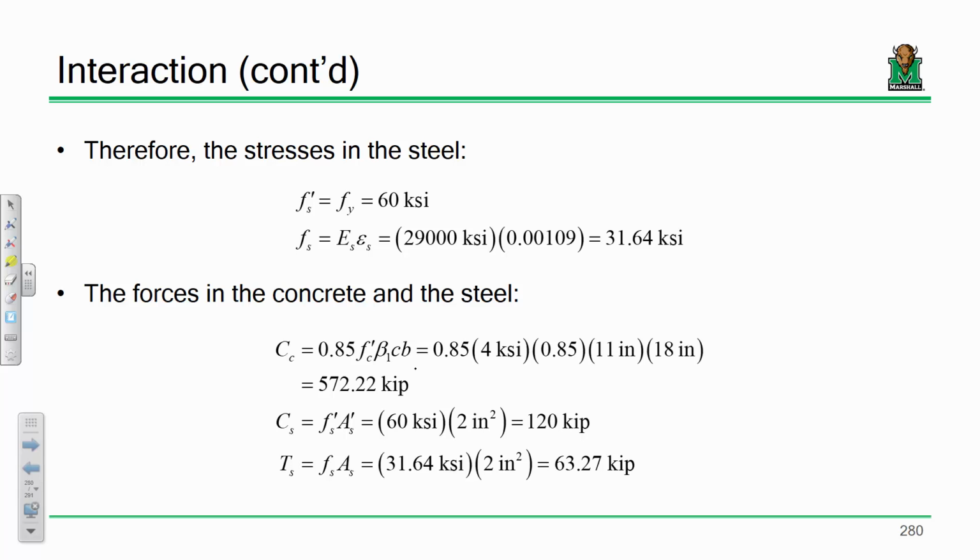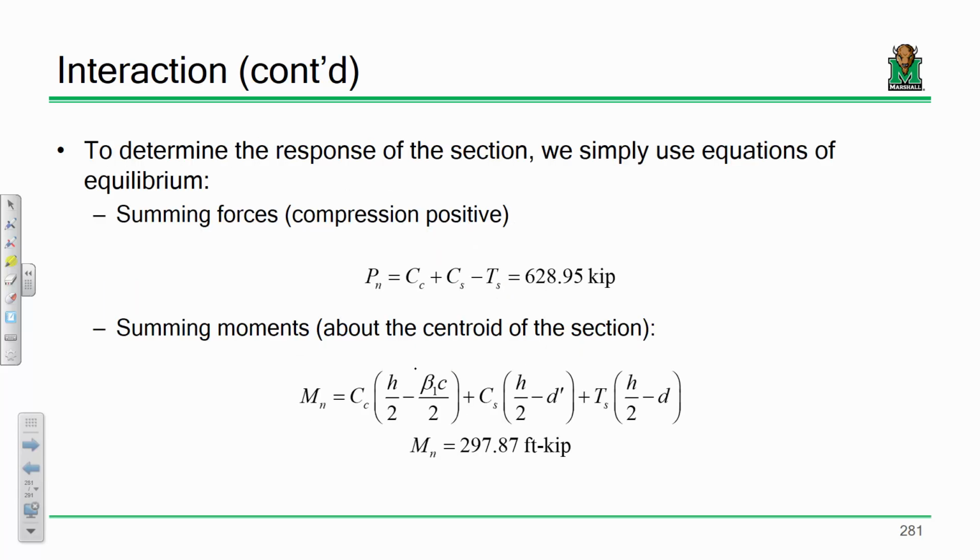Now, here's where it gets crazy. Does C equal T? No, it doesn't, because we're not dealing with a situation that has pure bending. In other words, C minus T does not equal 0. In this case, C minus T equals whatever axial load we're putting on it. So that's where the equilibrium comes into play. If you take C minus T, it equals 628 kips. That's the axial load that we are putting on the section. The bending moment is just summing forces times moment arms, accounting for your units.